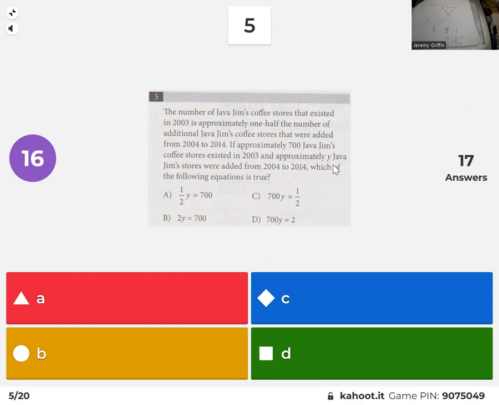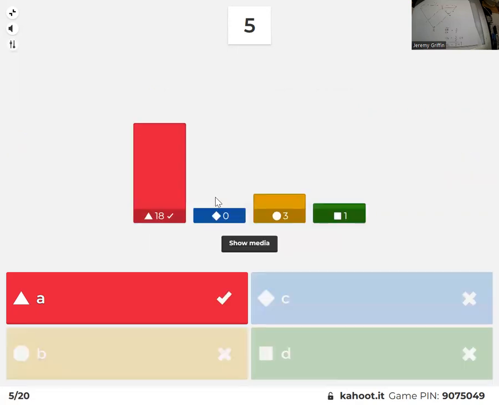Or you can translate the sentence. So 700 is equal to half of the number that were added. Either way you do it, doesn't the answer have to be this one right here? Yes. Right? Okay. All right, you guys did awesome. Knock that one out. That one took some thinking.